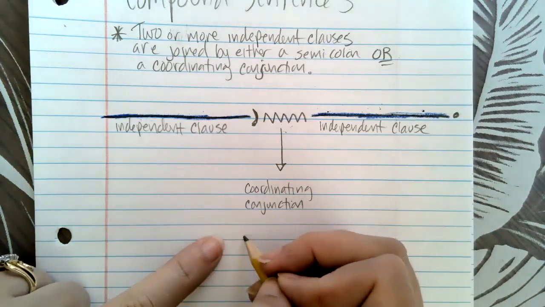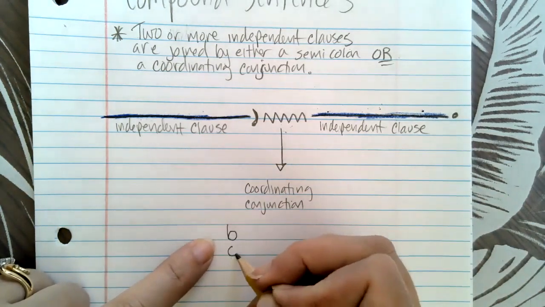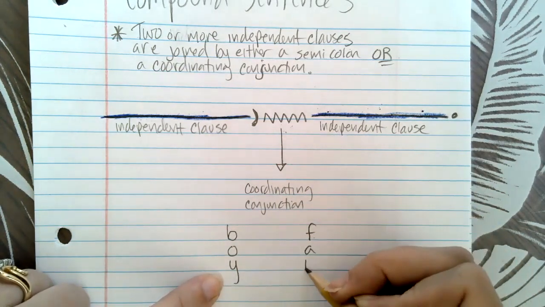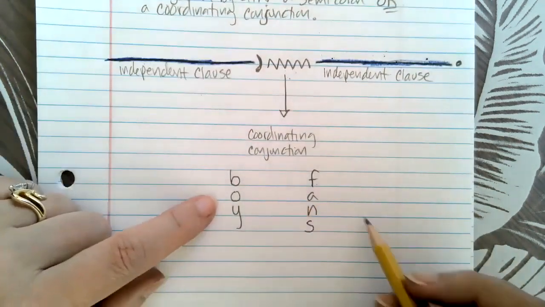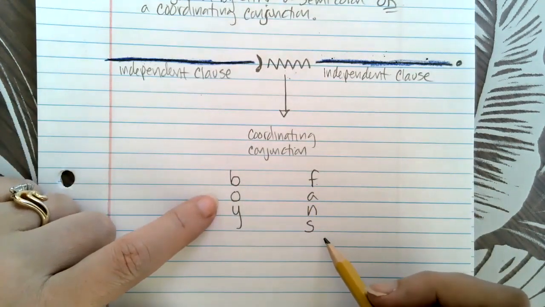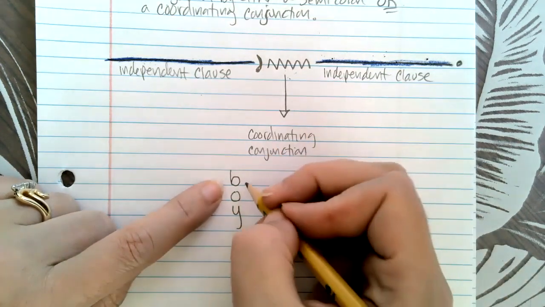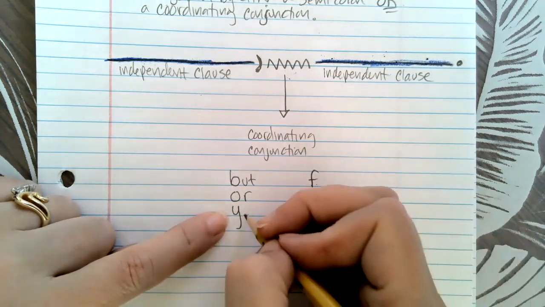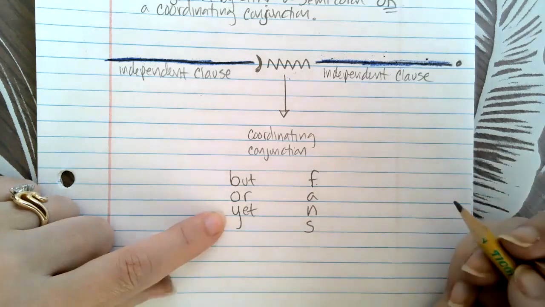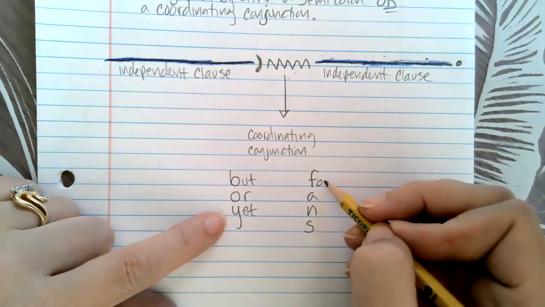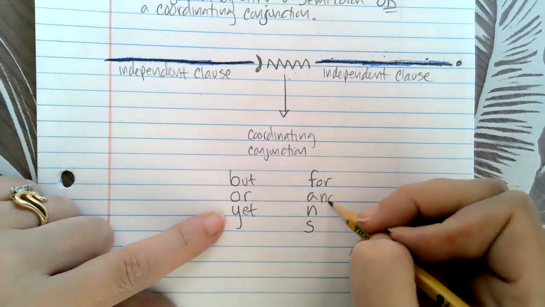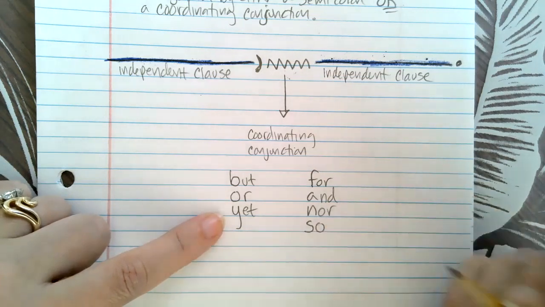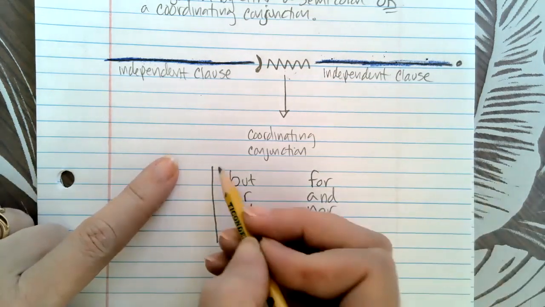And here they are. We're going to come down a full line and we're going to write B-O-Y and then come over here and space it F-A-N-S. Now, we've already discussed this, so you probably already know what these are. The B is for but, the O is for or, the Y is for yet. Guess before I say them if you can. The F is for, the A is and, the N is nor, and the S is so. We're going to put this in a box.